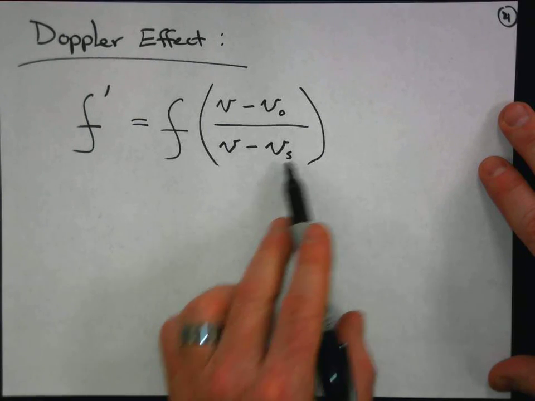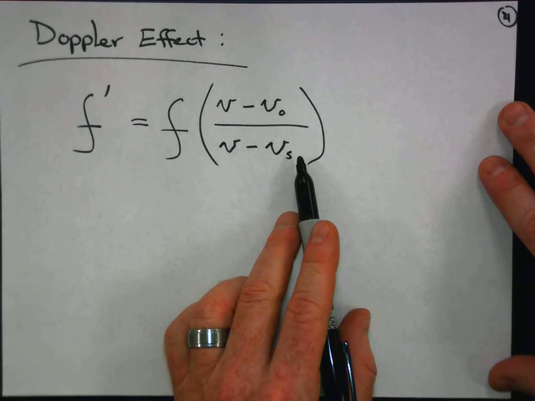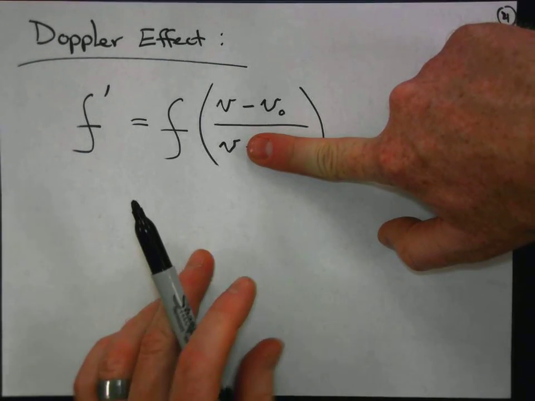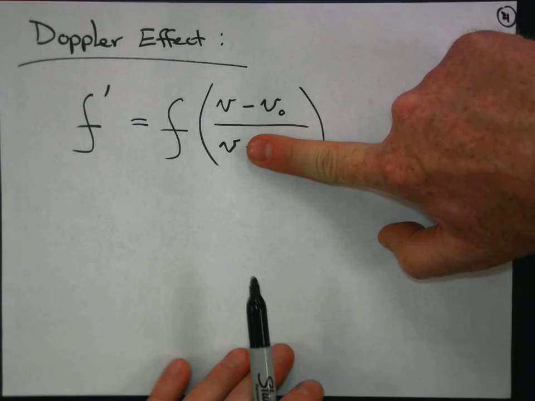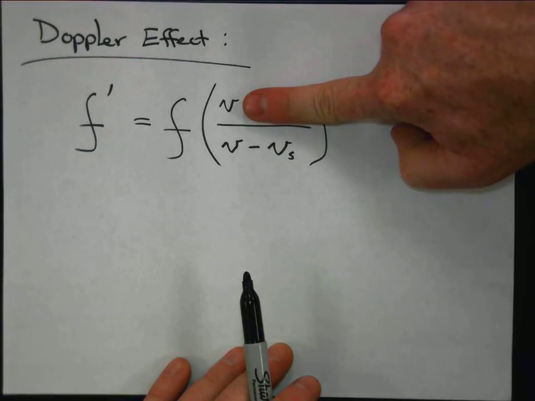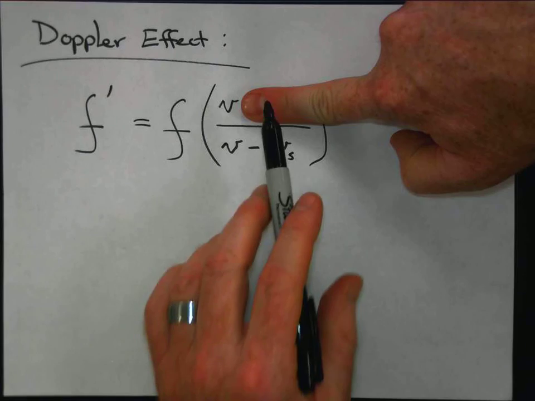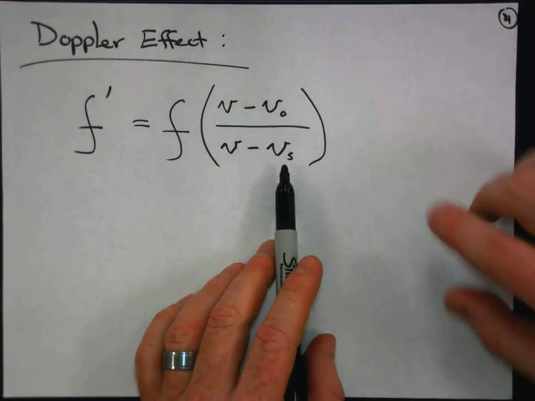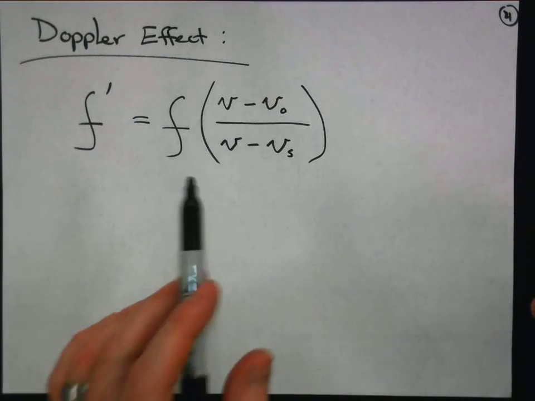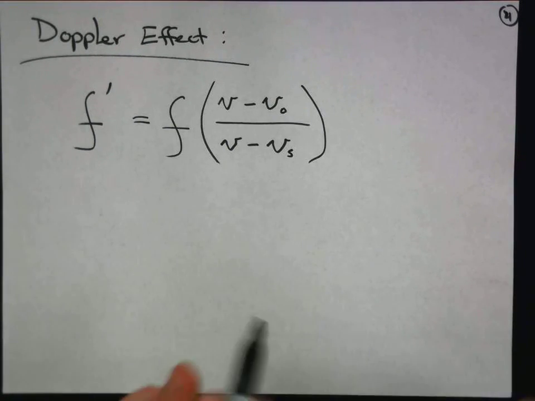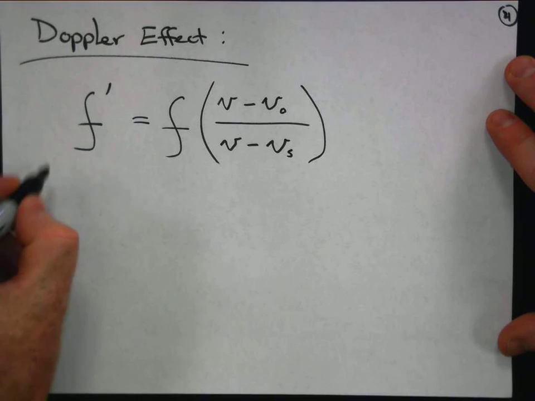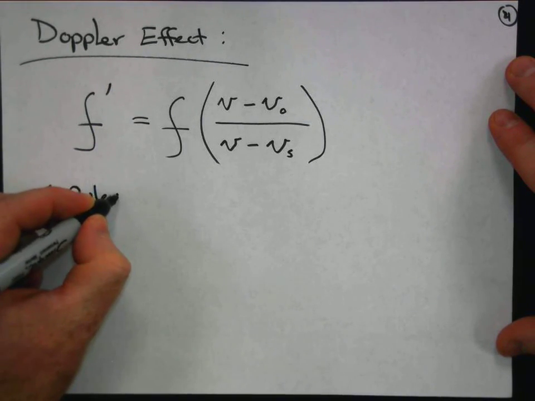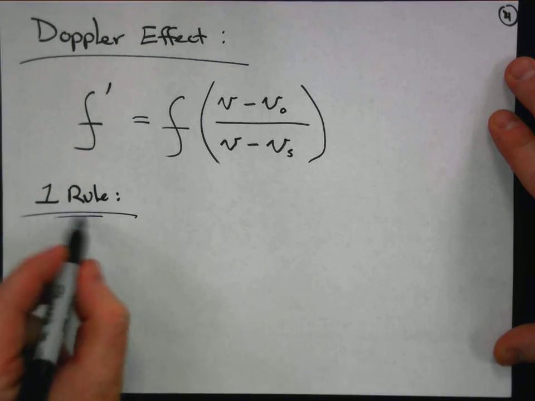So in one equation, we can use a stationary source, that becomes 0, but moving observer. Or we can use a stationary observer, that becomes 0, but moving source. Or we can have both. Both of them could be moving. Here is the one rule. There's only one rule that you must follow with using this equation.